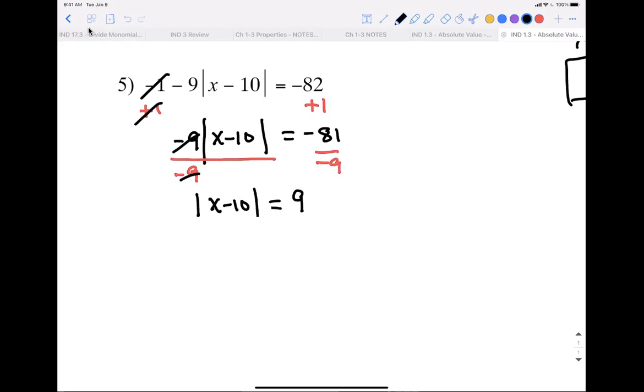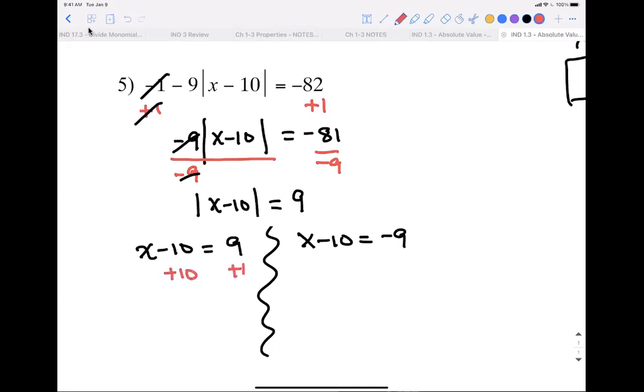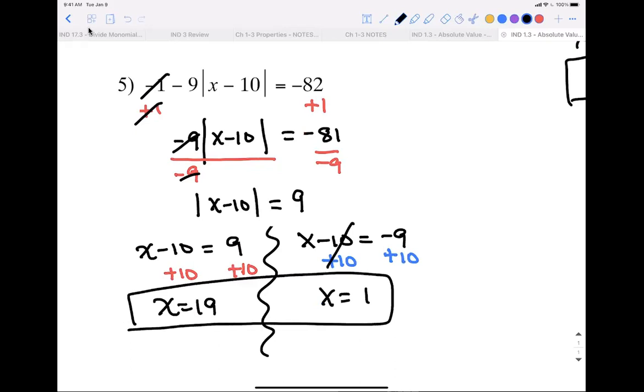So now we're ready to break it into 2. And so we have x minus 10 equals +9 and x minus 10 equals -9. And now you're ready to work it twice. So on the left, we work it by adding 10 to both sides. And that gives us x equals 19. And on the right, we're going to add 10 to both sides. And that gives us x equals -9 plus 10 is a +1, and those are your two answers for your absolute value.